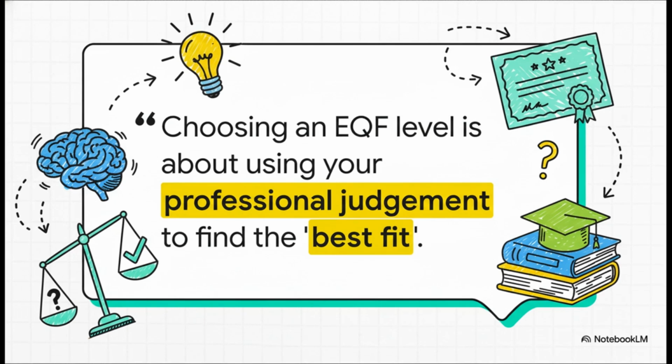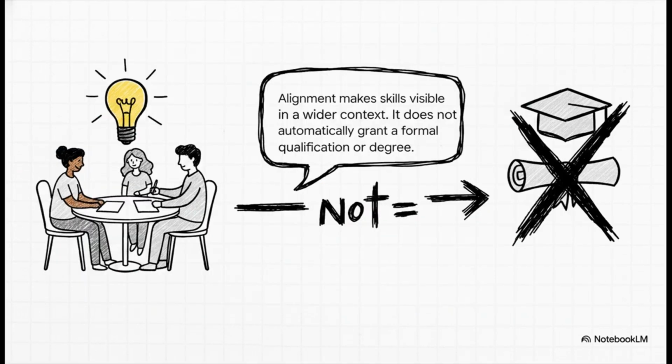But this does bring up a really important question, doesn't it? Does aligning your course to an EQF level mean it's suddenly some formal accredited qualification? And the answer is a big resounding no. Phew, right? And this is such a critical clarification. Aligning your course is all about transparency. It's about taking the incredible learning happening in your classroom and making it visible, making it understood in a much bigger context. It doesn't magically turn your non-formal course into a university degree. And honestly, that's a really freeing and important distinction to make.